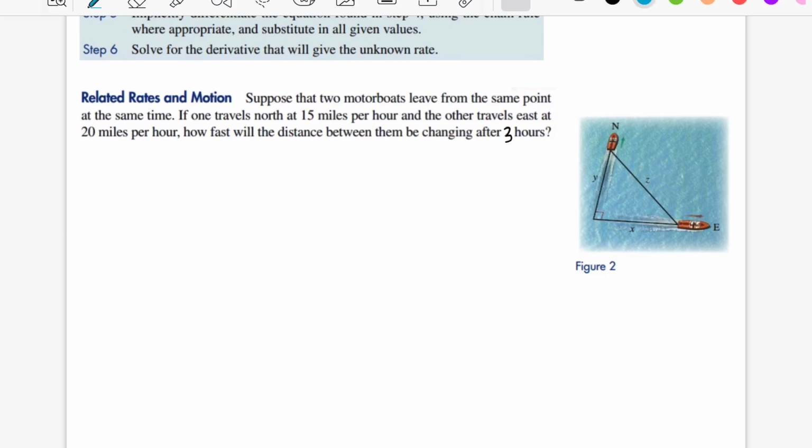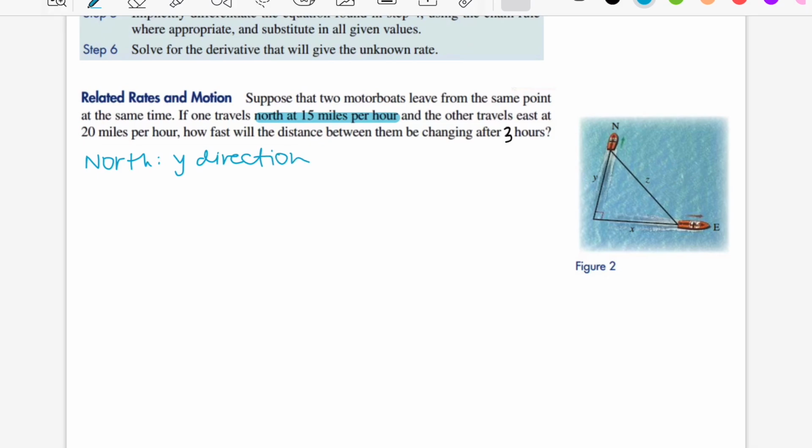So let's identify what we're given. One of the boats is traveling north at 15 miles per hour. We also have this diagram here. So in the north direction, the distance from this point heading north is going to be y. So north is our y direction.